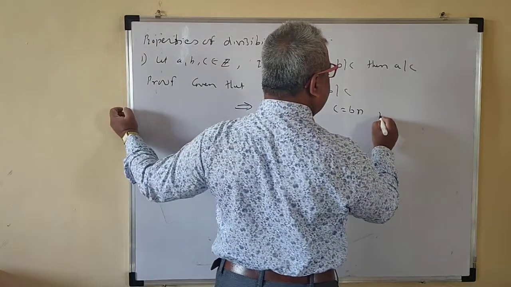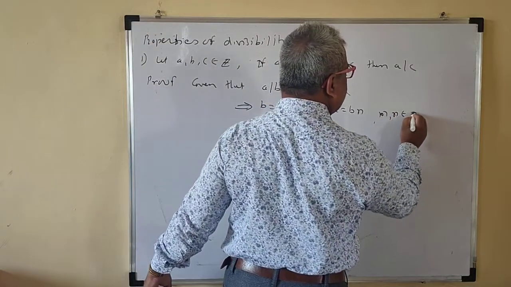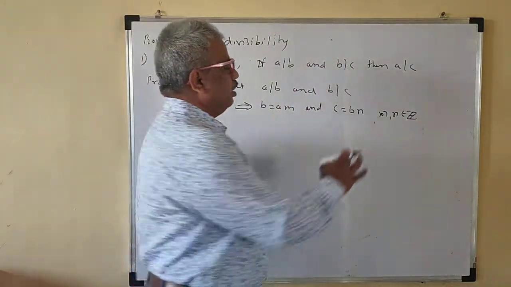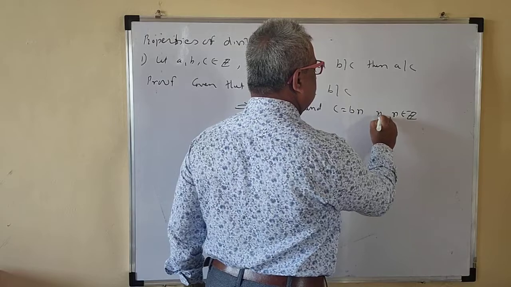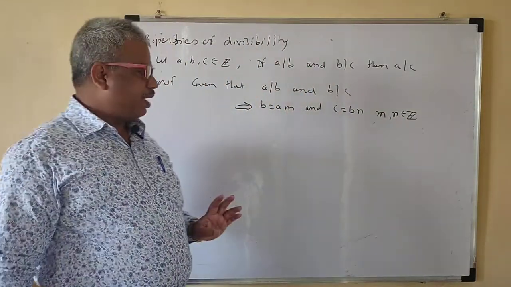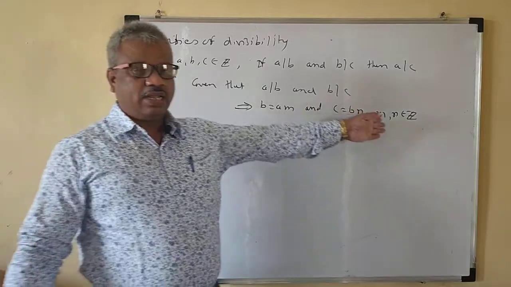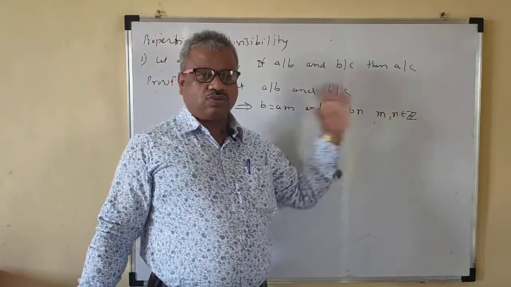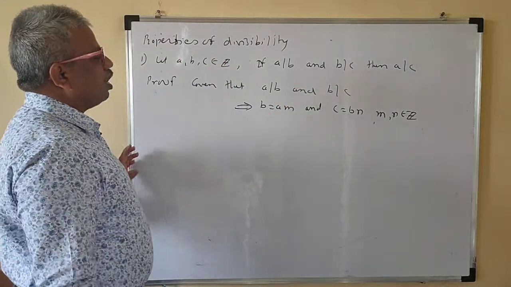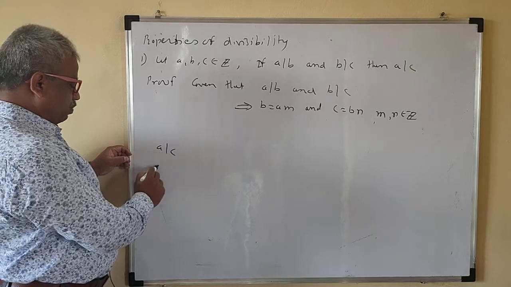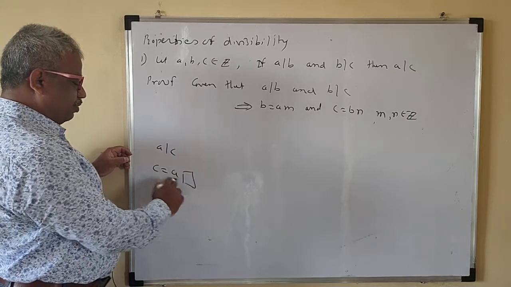So M and N are not in the problem, so you should mention what your M and N are. Your M and N are integers. You can take any letter instead of M and N, whatever you want, but you have to mention that your favorite letters belong to Z. Okay. So now what do you have to prove? A divides C. That means C is equal to A times some integer.